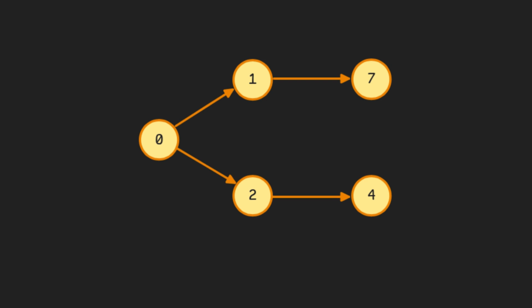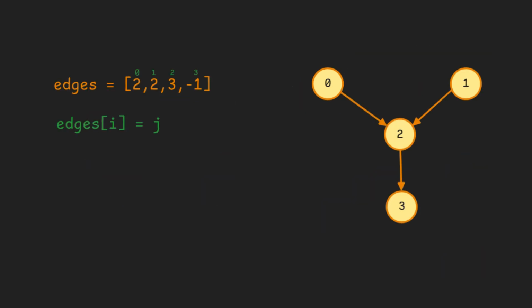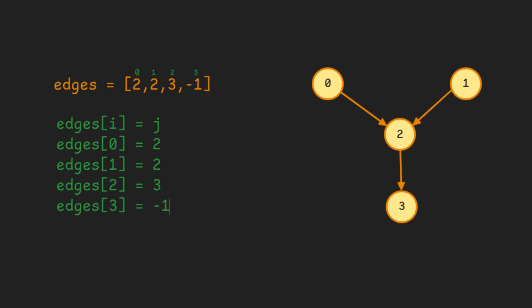Imagine you have a directed graph with n nodes, but here's a twist. Each node has at most one outgoing edge. This means every node either points to another node or it's a dead end. You are given an array edges where edges[i] = j means that there is a directed edge from node i to node j. If edges[i] = -1, it means node i has no outgoing edge.